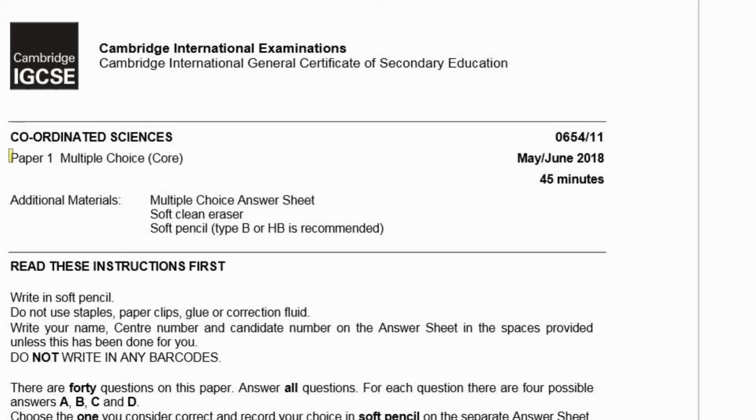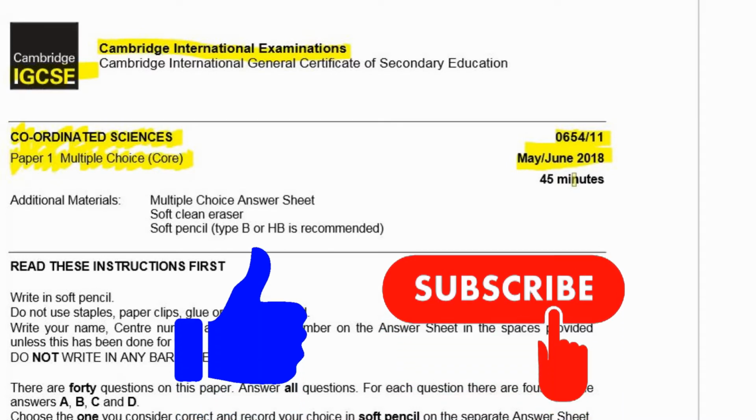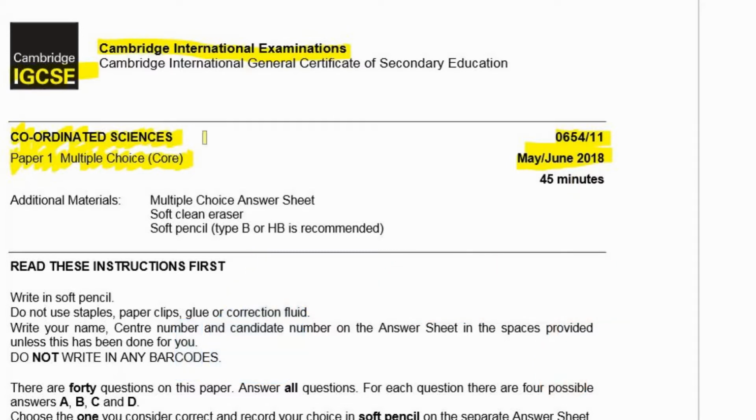All right, today we're going to do paper 1, which is a multiple choice core option for the Coordinated Sciences, and that's CIE IGCSE. This is from May-June 2018, and this is code 0654/11. My name is Alicia, and I will be doing the biology and chemistry parts, and later on, Mike will take over for the physics. He's the physics and maths guy. So let's begin.